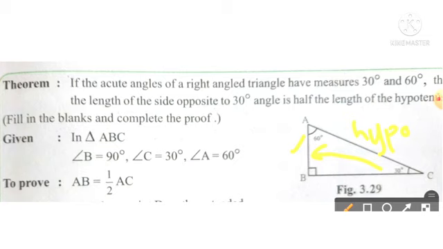Means the side opposite to 30 degree is half of the hypotenuse. You remember this. For a right angle triangle, if the acute angles are 30 degree and 60 degree, means in a triangle with angles 30 degree, 60 degree and 90 degree, the side opposite to 30 degree is half of the hypotenuse.